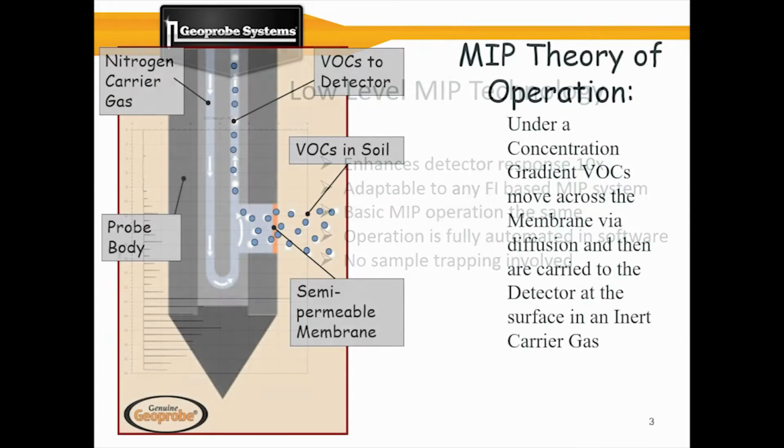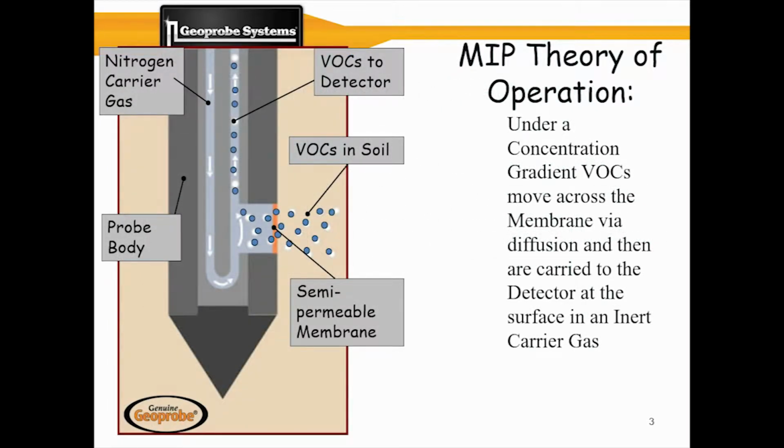Next, we'll review the MIP theory of operation. There is a semi-permeable membrane housed on a steel block which is heated to 120 degrees Celsius. This heat encourages contaminant volatilization and diffusion across the membrane, which is primarily driven by the concentration gradient from outside the probe to behind the membrane. Internally, there is a continuous carrier gas that sweeps past the backside of the membrane, collecting and delivering volatile contaminants to the gas phase detectors at the surface.